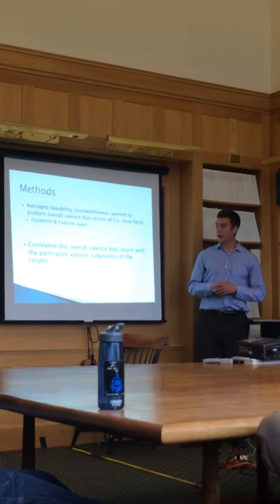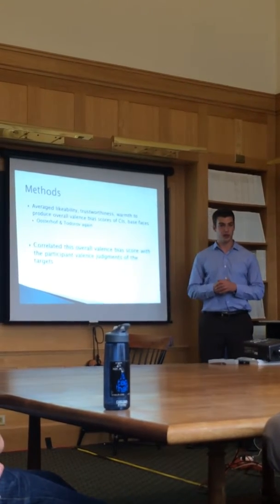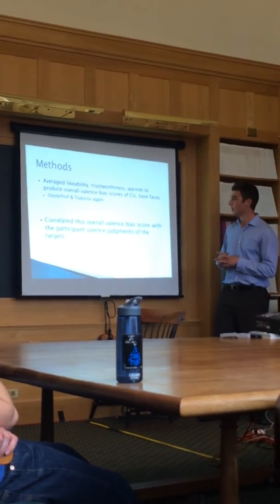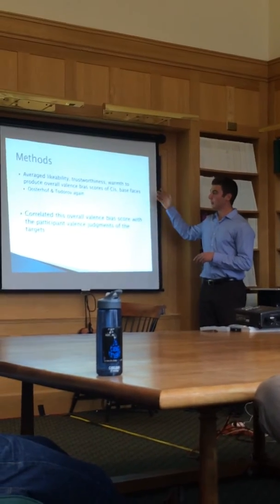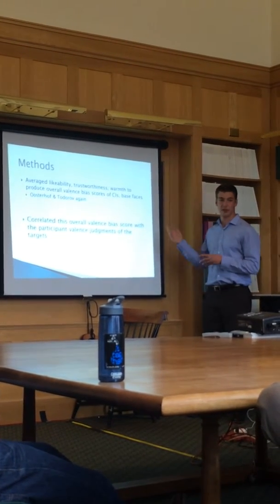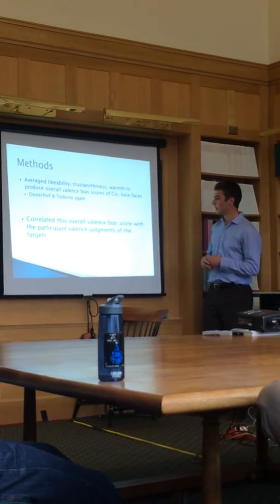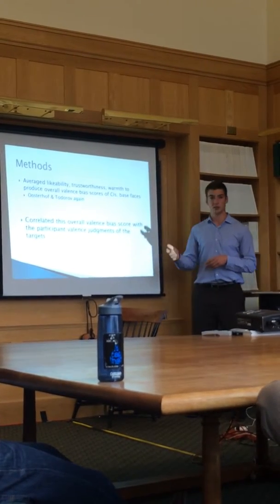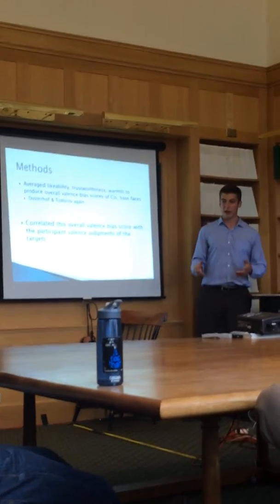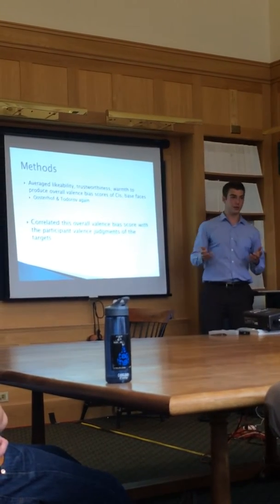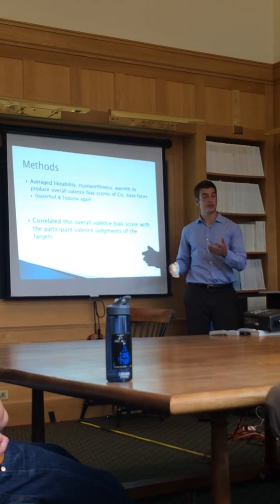And then back to the Oosterhof and Todorov research with the two dimensions of dominance and valence, or dominance and trustworthiness. I averaged likability and trustworthiness and warmth to produce this overall valence bias score of the classification images and the base faces. And then I correlated this overall valence bias score with the participant valence judgment of the targets. So people who came into the lab, how they judge the target's valence, and how independent raters judge the valence bias in the targets.